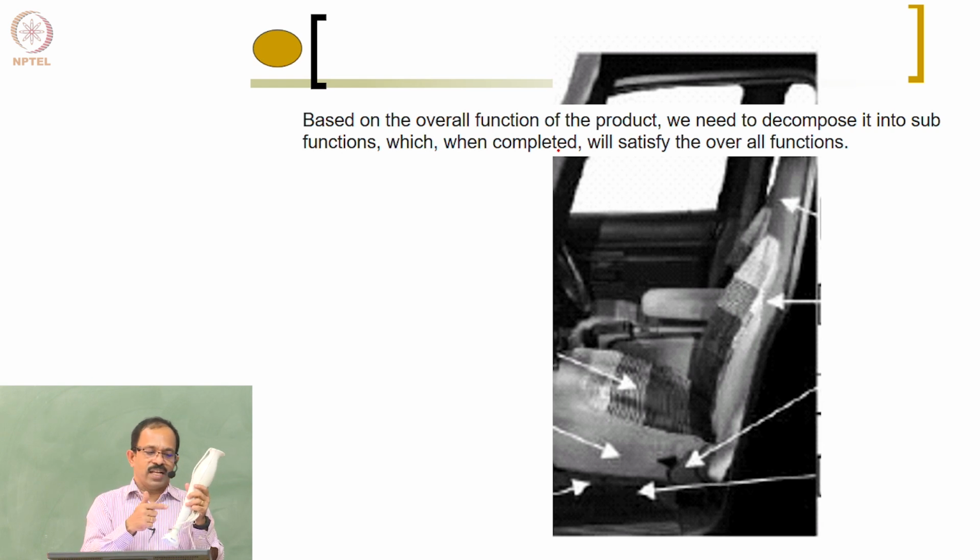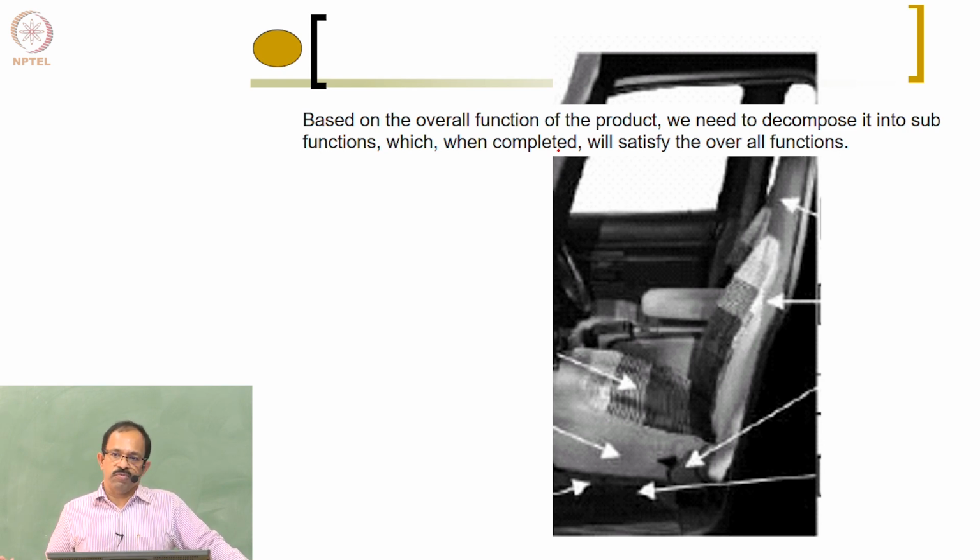And understanding which one to be moved, which one to be changed is the job of a designer, and therefore we need to understand what is happening inside the product. And to do that, we do something called a functional decomposition of a product. So that is what we call the functional decomposition. We decompose the product in terms of its functions.